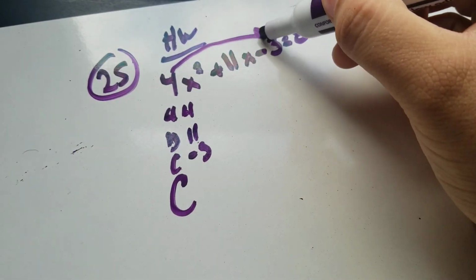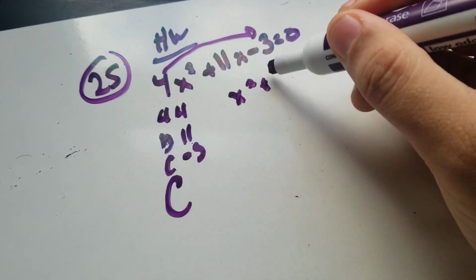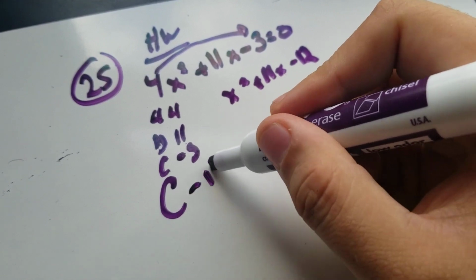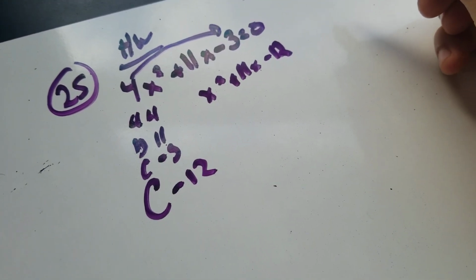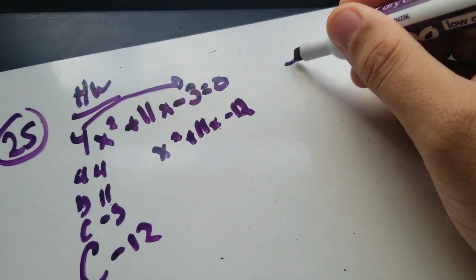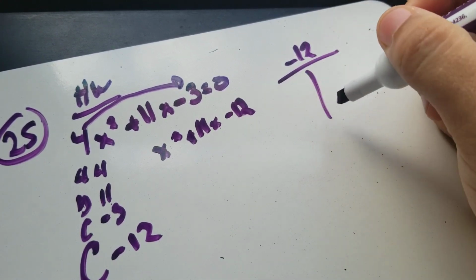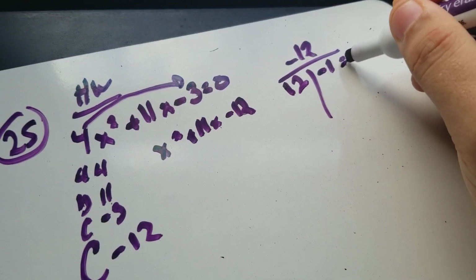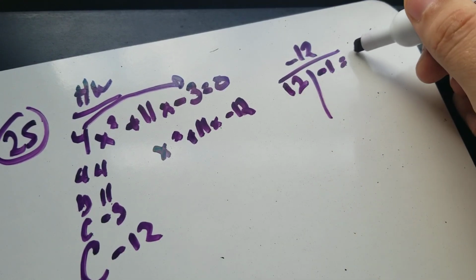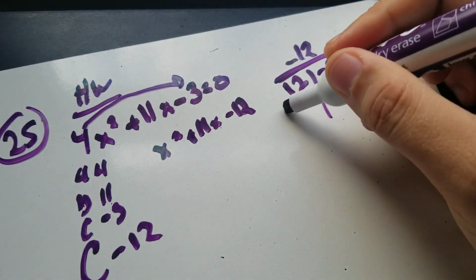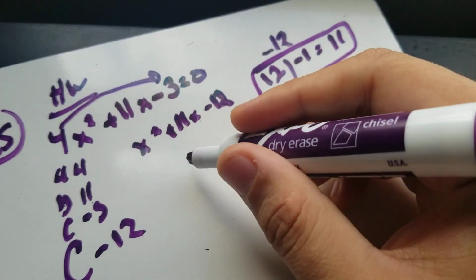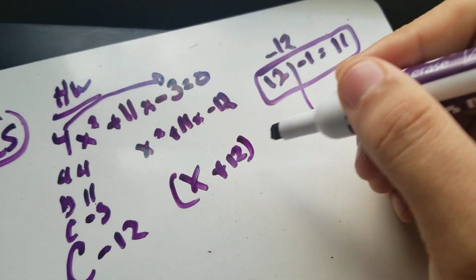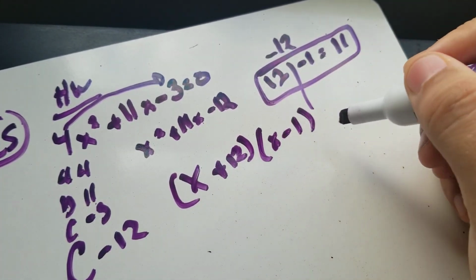When I bring that over, that becomes negative 12. So I'm looking for things that multiply to negative 12 and add to positive 11. Well, positive 12 and negative 1, which is like our first combo, does add up to 11. So that's really good for us. Then we get x plus 12 and x minus 1.